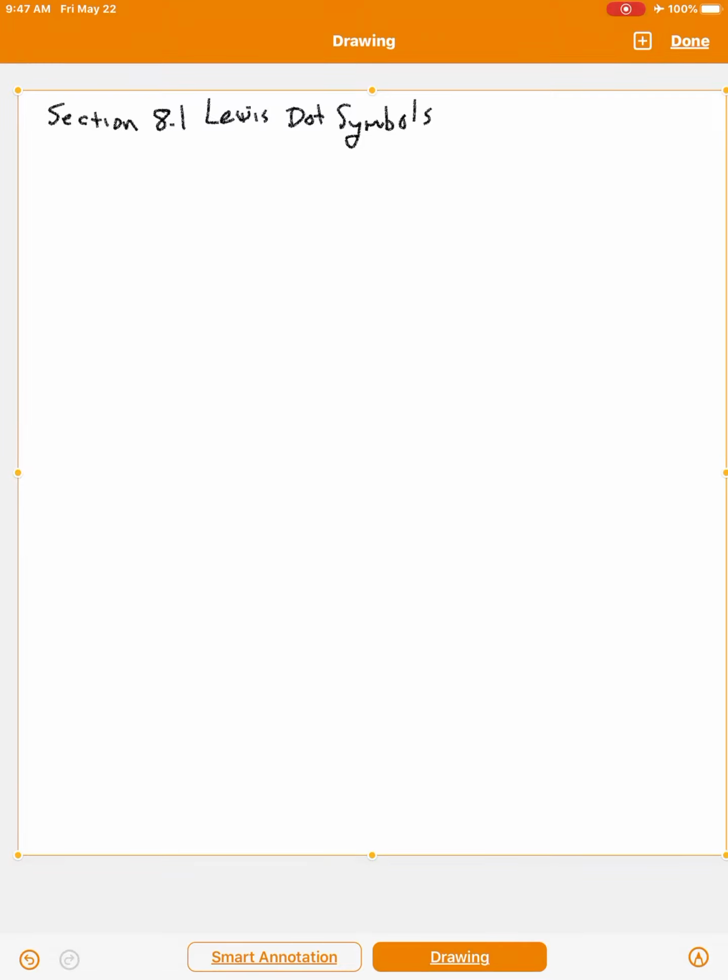Section 8.1, Lewis dot symbols. So now what we're going to do is look at how we can describe chemical bonding. This chapter is dedicated to the issue of explaining the chemical bond. We're going to begin with a breakthrough idea, which was developed by G.N. Lewis back in the 20th century.